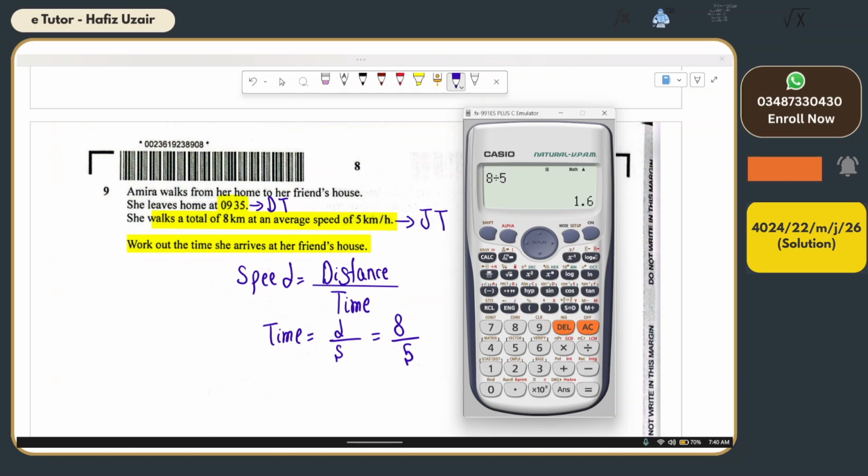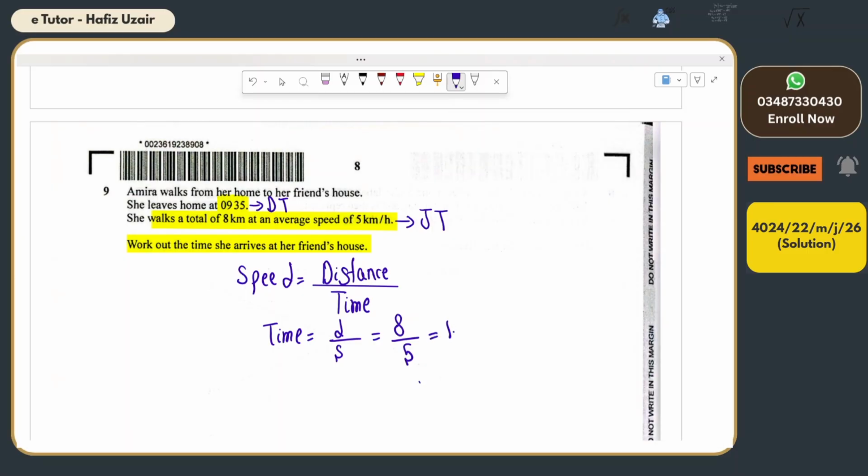So time is in hours. If we press this sign, we will get hours and minutes. So we have 1 hour and 36 minutes. We got 1.6 hours, and if we change it into hours and minutes, we'll get 1 hour and 36 minutes as the time, that is the journey time.